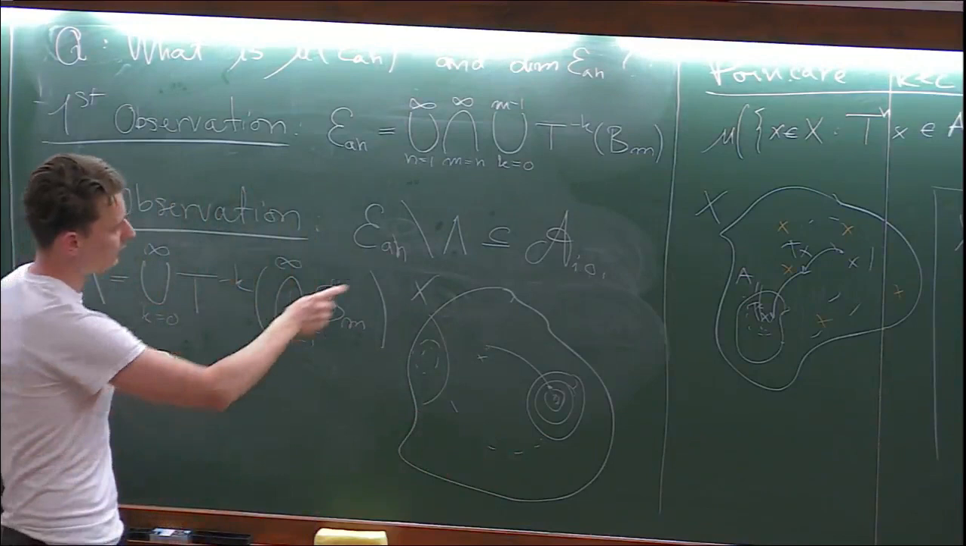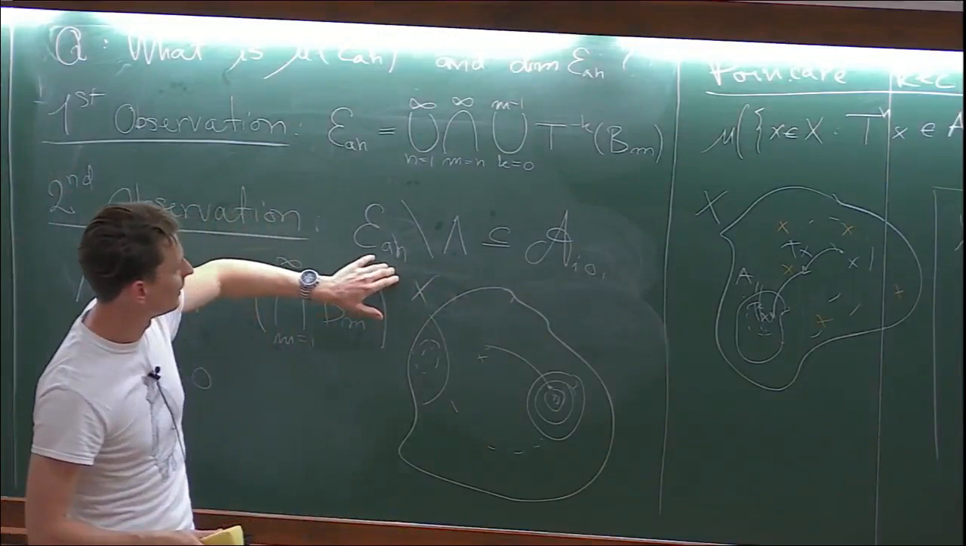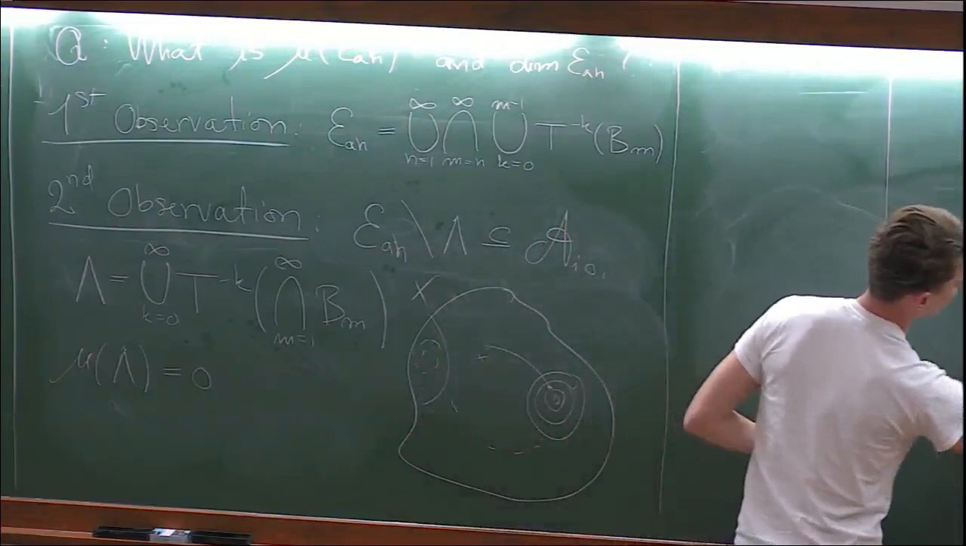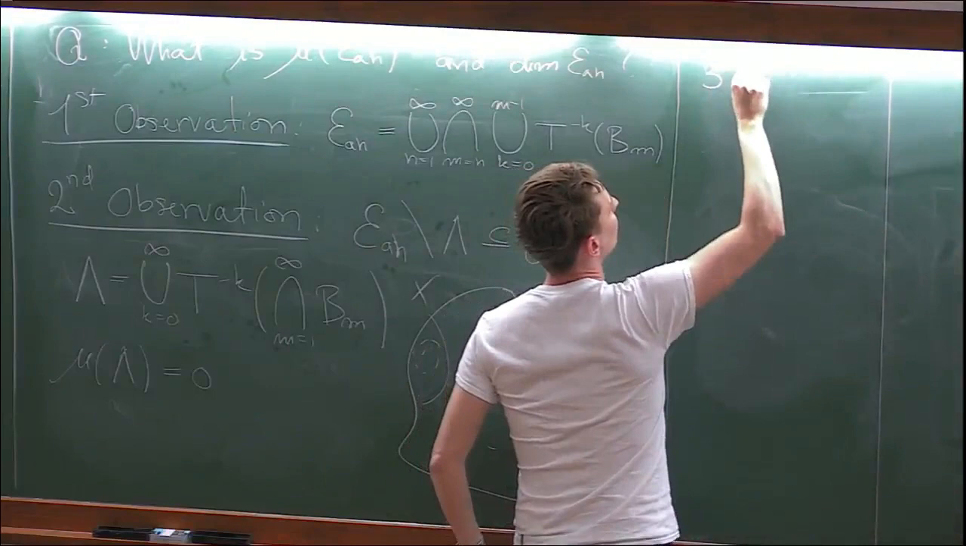Okay, so that's the second observation, that we're essentially a subset, so being eventually always hitting is, in that sense, a stronger property than hitting infinitely often. Okay, and there's a third observation that I want to make.